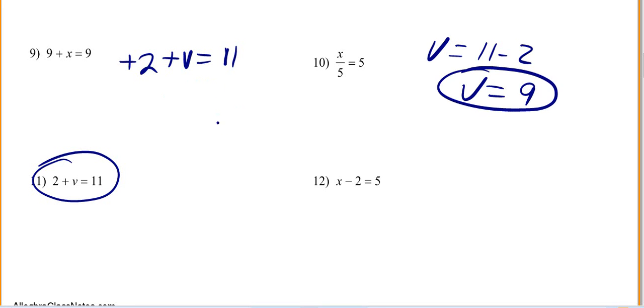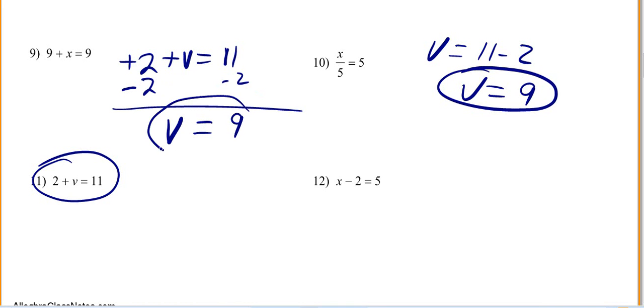But let's think about what kind of 2 we have over here. It's a positive 2 because there's no sign in front of it. If you don't see a sign, it's understood to be positive. So to get rid of a positive 2, you subtract 2 from it. 2 minus 2 is 0, so you're just left with the v over here. 11 minus 2 is 9. So your answer to 11 is v equals 9.